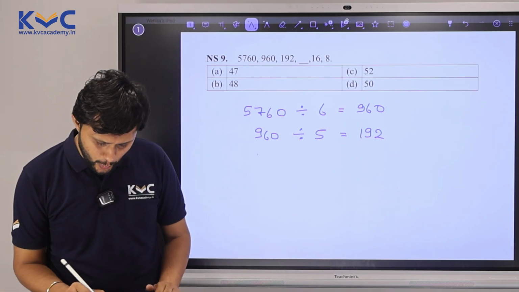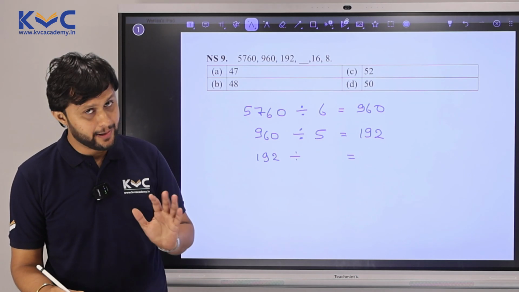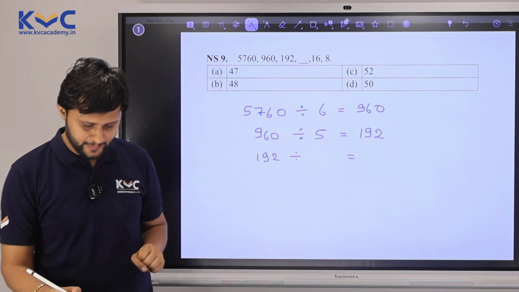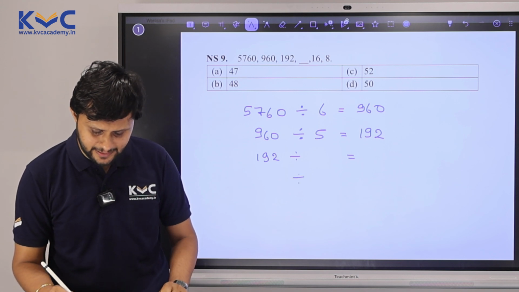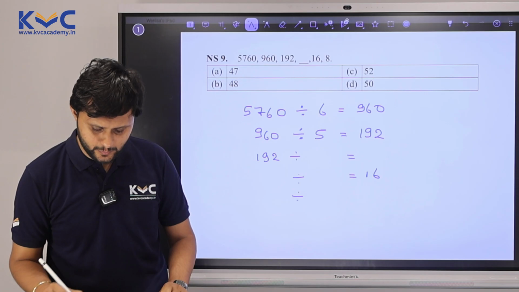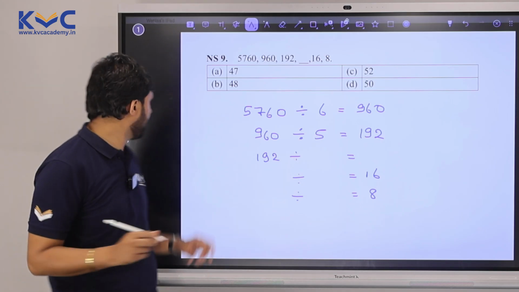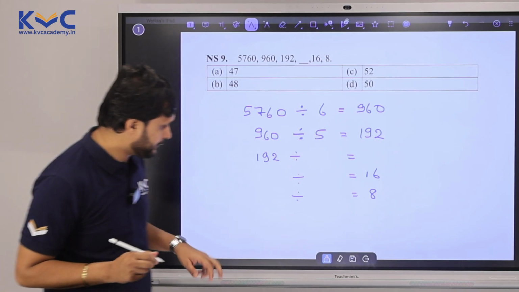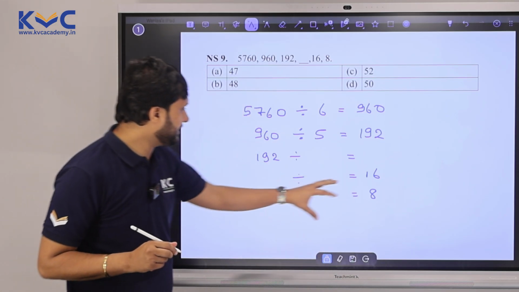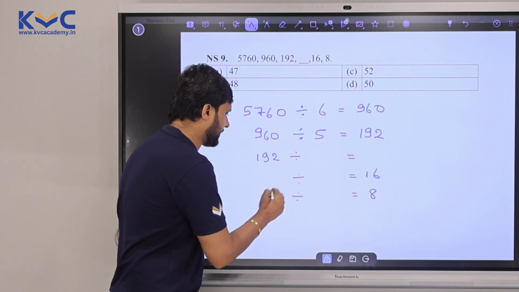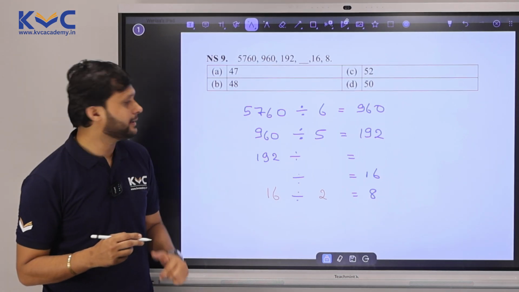Then from 192 we have to get a particular number. We have to divide with a particular number and also get the answer. Fine. And then we have 16. So when you divide by this number, you should get 16, and then we should get 8. Correct. This is what we know. From here we'll have to do some reverse calculation. Now I'll write the relation from here. So this becomes 16, right? Reverse calculation. 16 divided by 2 is equal to 8. Perfect.